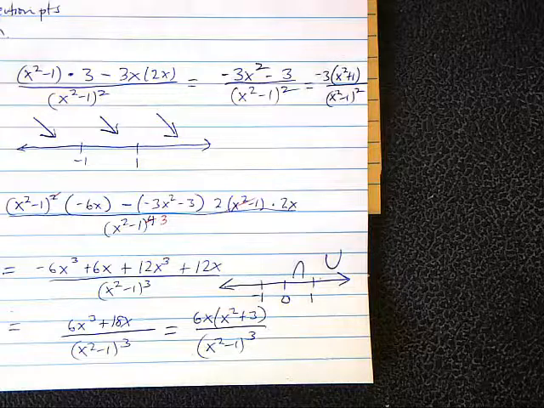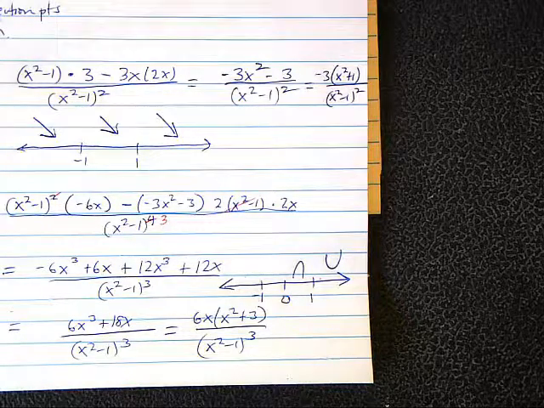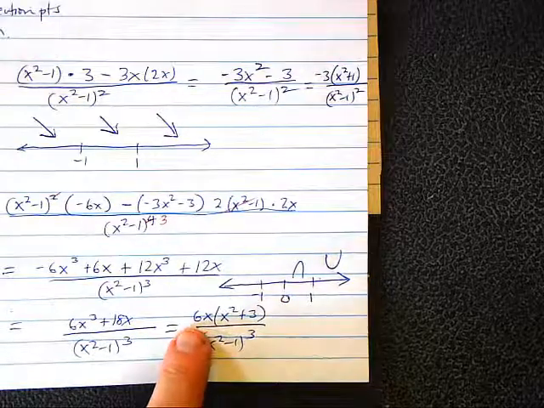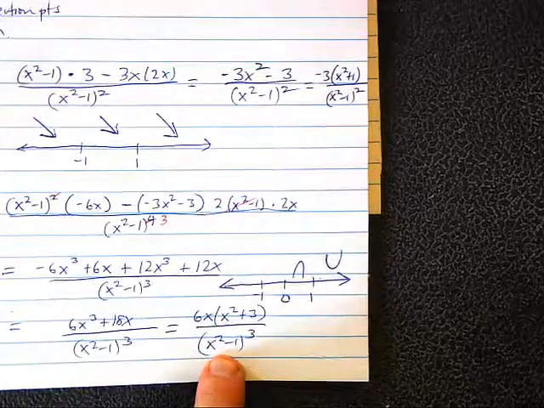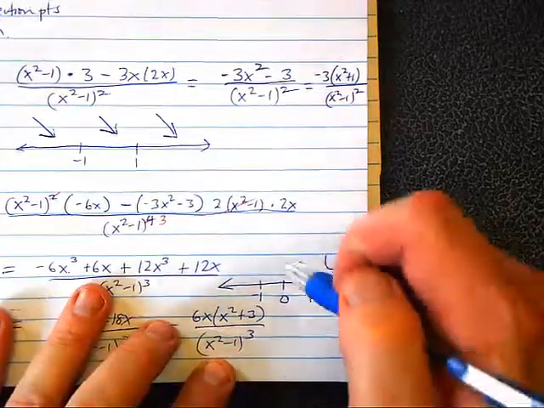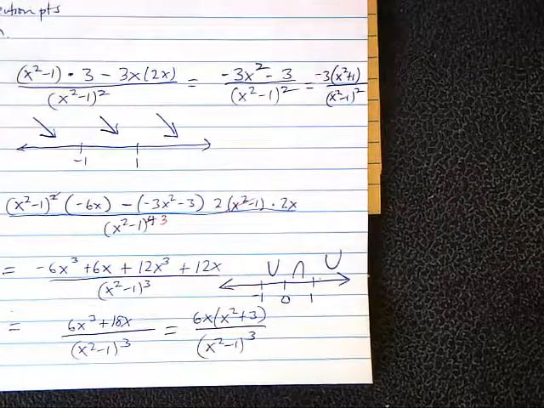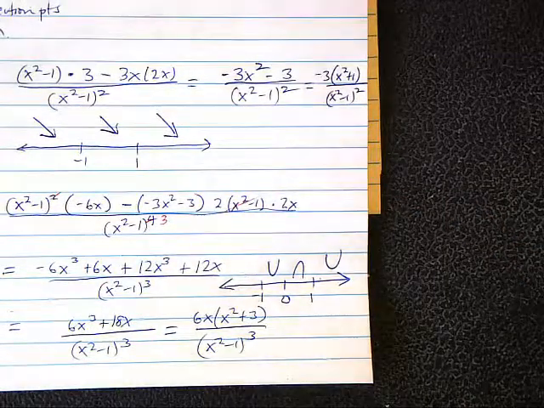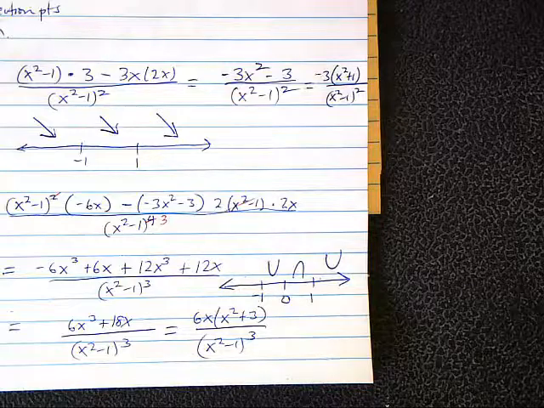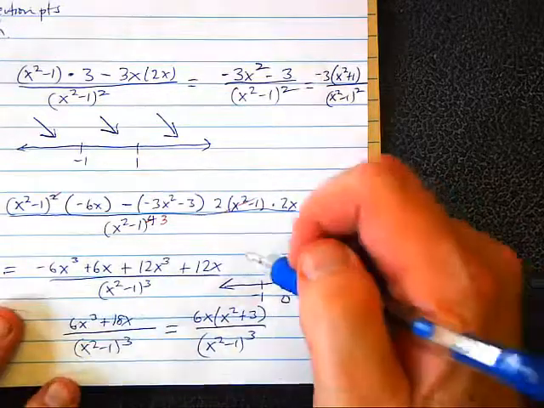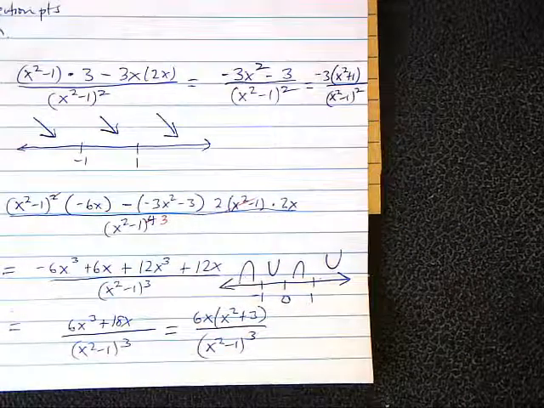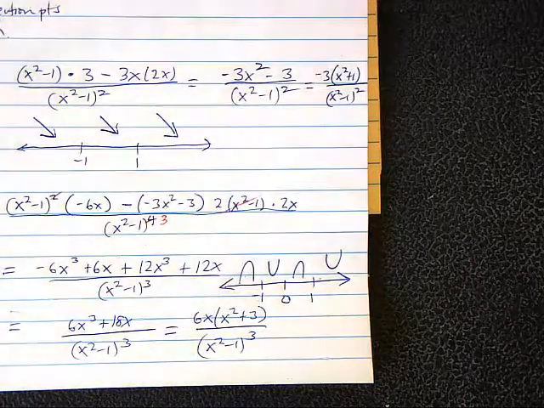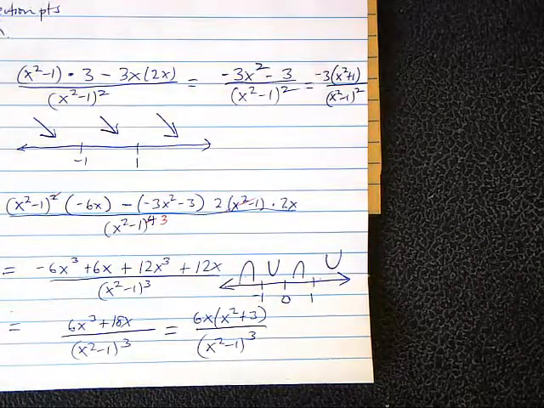Favorite numbers between 0 and -1? -1/2. If you plug -1/2 in, that's going to be negative, that's going to be positive, that one's going to be negative. So you'll get concave up there. And finally, favorite number smaller than -1? -2. You would get concave down. So you can go through the arithmetic there and make sure I didn't mess it up.